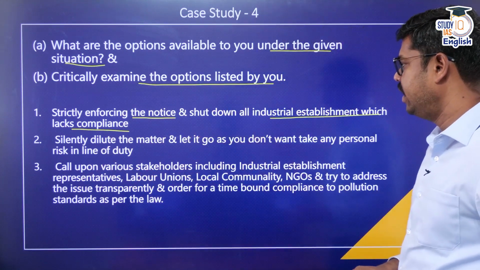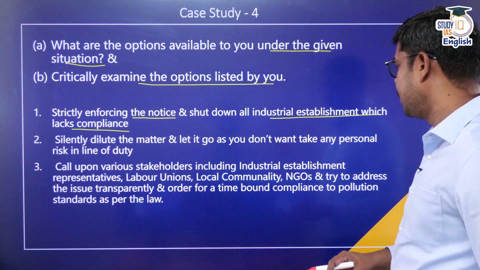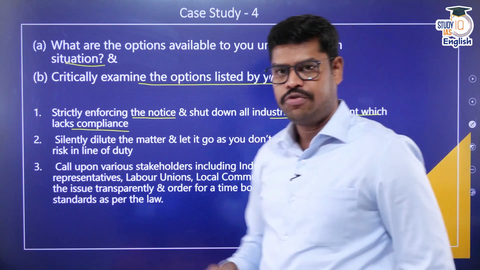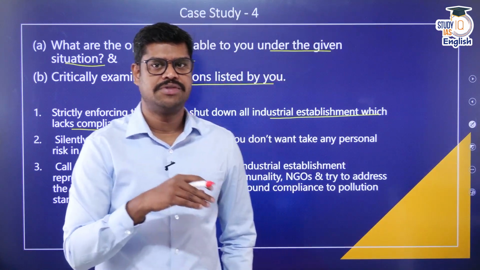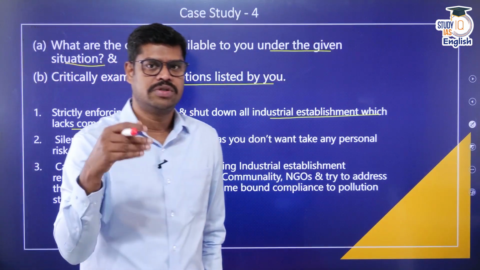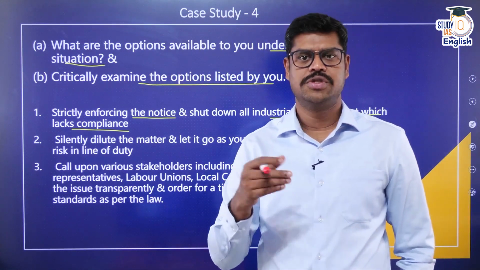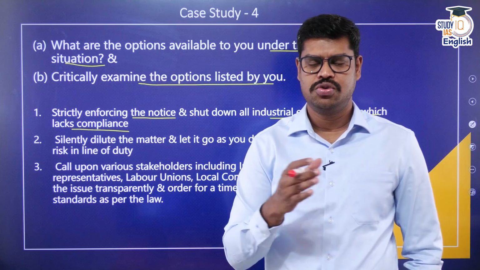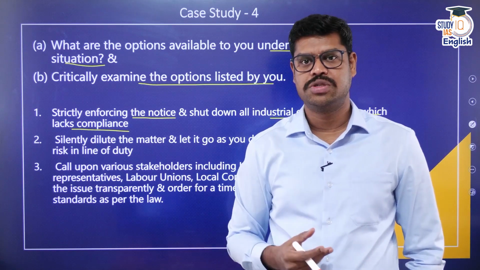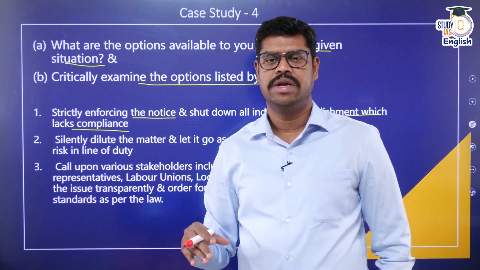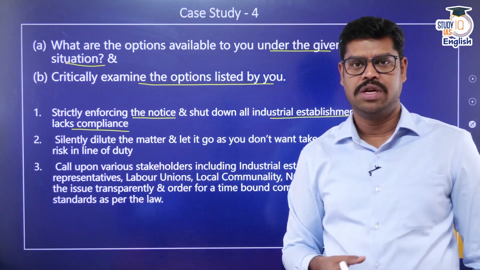The second option is to silently dilute the matter and let it go, as you don't want to take any personal risk in the line of duty. Of course, we have already seen that he is getting some threats from unknown corners because of the notice that he has already issued. The officer is just trying to enforce his duty and he is getting threats, and it is possible that he has to risk his life as well. So is it okay for him to still proceed further? In the line of duty, is it okay to have a personal loss?